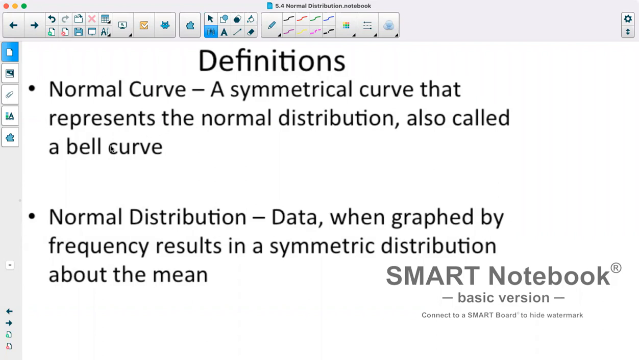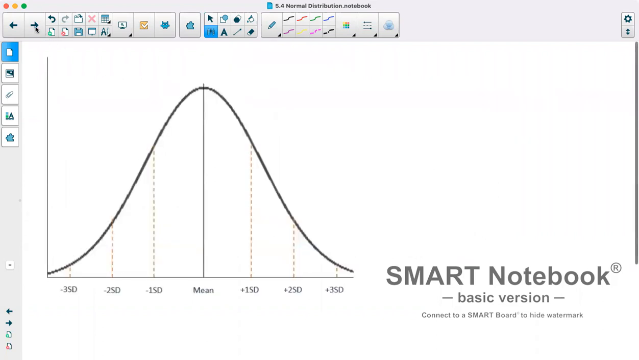Now, this bell curve or normal curve looks something like this. So in the center of it, where our highest point is, is where our mean is. And then we have marked increments as we go up by 1 standard deviation, 2 standard deviations, 3 standard deviations, and downward -1, -2, -3.